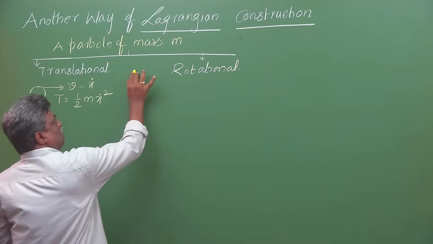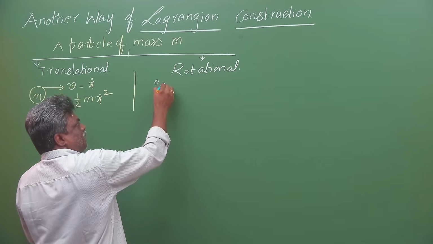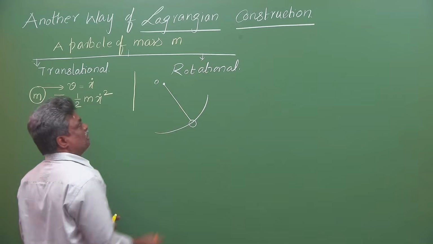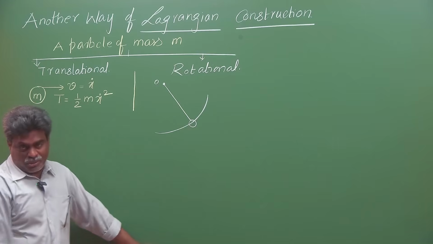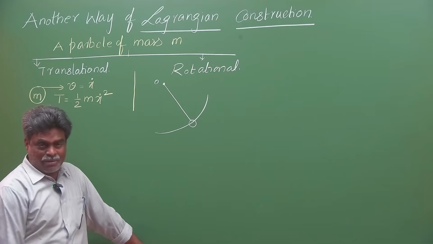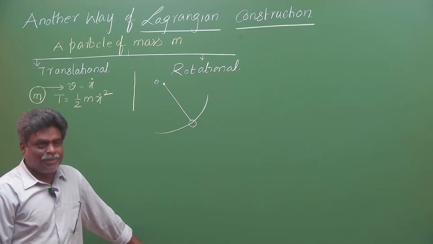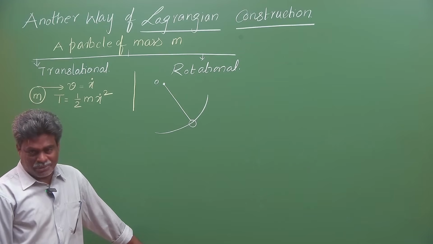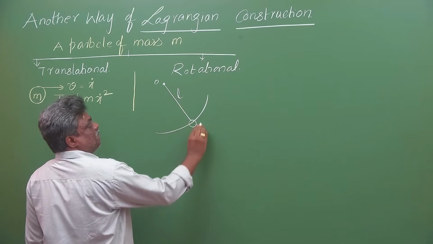Now another motion. For example, this is the origin O, the center, and with respect to this, the particle is making a circular motion. Rotation or circular? Both are the same. Every circular motion is a rotational motion, but every rotational motion need not be a circular motion. Let us suppose this is L and this is the mass m.